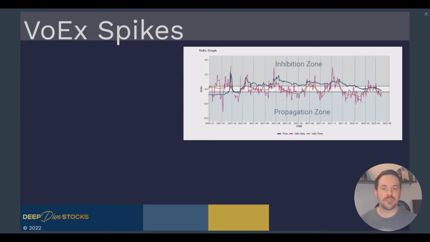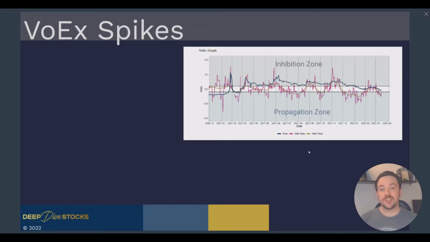The idea is that VoEx measures a stock's stability, and we can quickly look at if a stock is stable or not based off of if VoEx, this magenta line for VoEx daily, or this tan line for VoEx trend, is inside of stability, so in this middle zone right here, or if it's in this inhibition zone or the propagation zone. Anytime that VoEx moves outside of stability, this indicates that the stock itself is unstable for various reasons, and that can have some statistically relevant price action that follows.